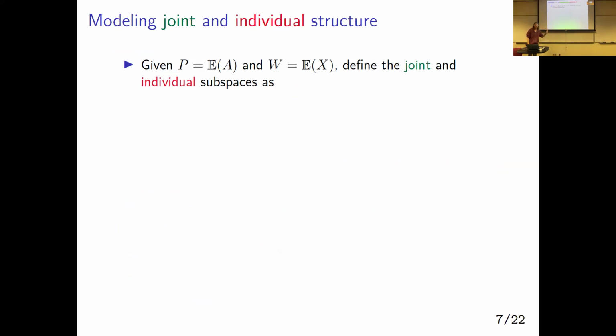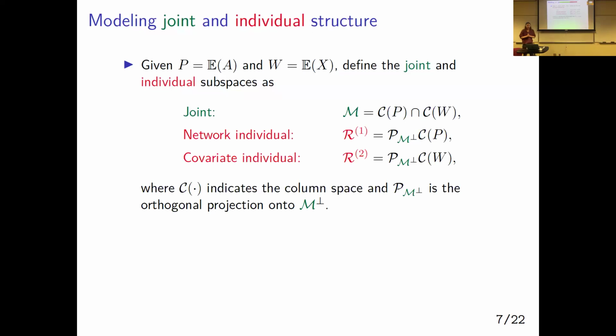So now we've got our signal plus noise model. We want to define what it means to have joint and individual information, structure, or components, whatever you want to say. So first, given our means, our P and W matrices for the network and covariates, we're going to define the joint and individual subspaces as the following. For the joint, you take your P and W mean matrices and form the intersection of their column spaces. This represents what they both have in common. This is the joint or shared part.